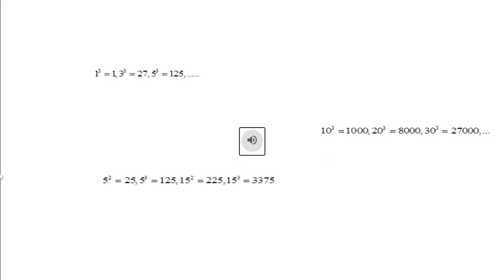Now question number 2 of exercise 7.2. The question is: state true or false. So you have to say whether the given statement is right or wrong. If it is wrong, then give the reason also. Okay, so let's see the first question.